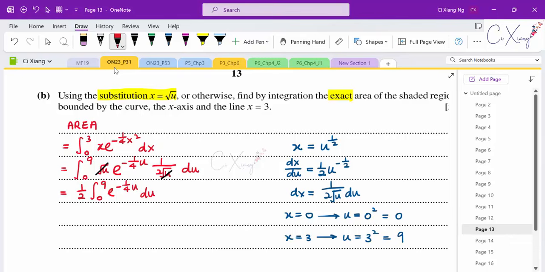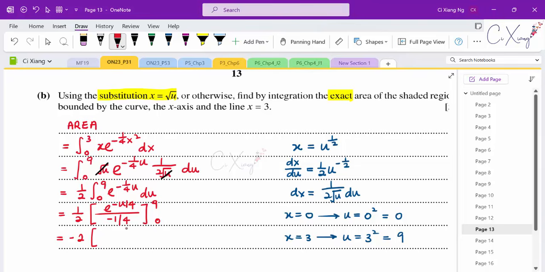Now it's quite easy for us to integrate e power negative 1 over 4u. When you integrate this, you have the original e power negative 1 over 4u divided by the differentiation of the power. When you differentiate the power of the e, you have negative 1 over 4. Then you put in the limits 9 and 0. Before putting in the values, I will simplify first. Half divided by negative 1 over 4 gives negative 2.